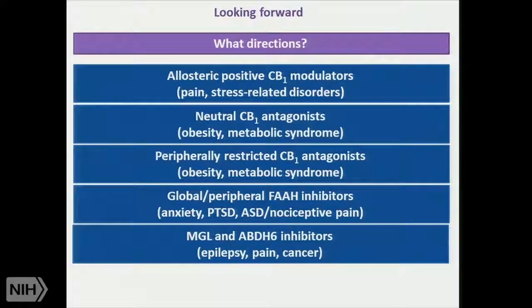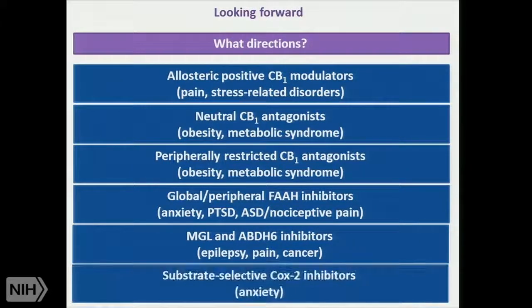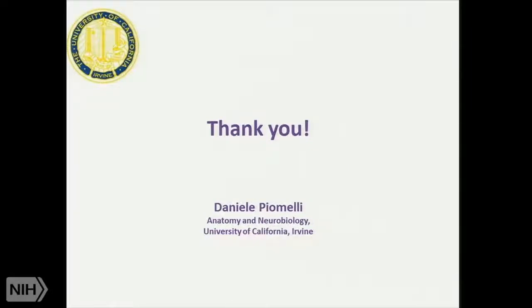Also, MGL inhibitors, or MAGL, as other people like to call it, and ABHD6 inhibitors, which target the 2AG degradation, also have promise, particularly in epilepsy, pain, and cancer. Last but not least, I'd like to mention compounds that selectively inhibit the conversion of endocannabinoids to metabolites via the COX pathway. Again, I didn't have the time to go over them, but these are interesting molecules. And with this, I am done. The light is red, and I thank you for your attention.